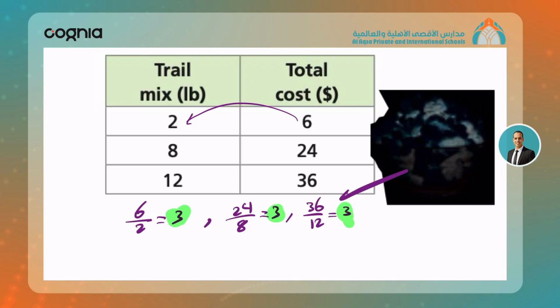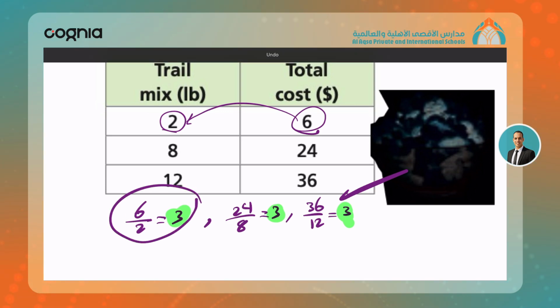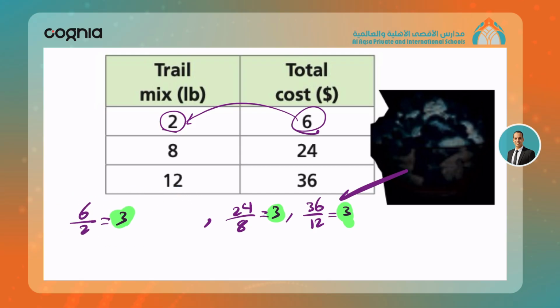So guys, here we have $6 for 2 pounds. So when we divide 6 by 2, you get 3. This is like $3 per pound. So the cost per pound, 1 pound costs $3. So 100 pounds will cost $300.